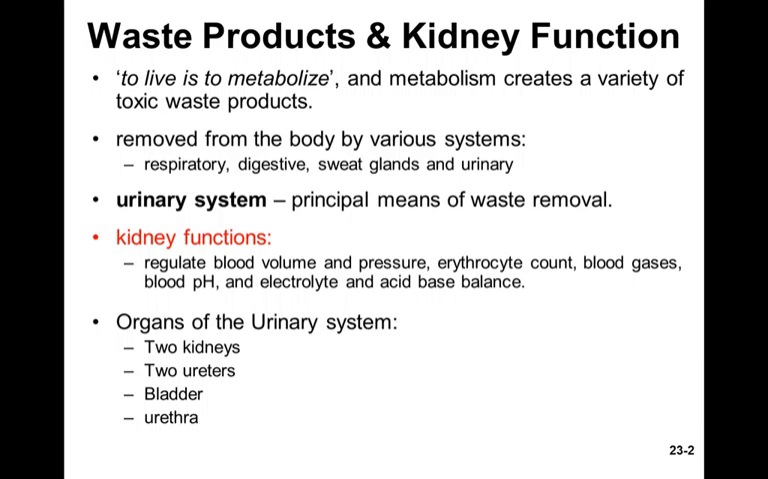Also, erythrocyte count. Erythropoietin, which is the hormone that stimulates red blood cell production, comes from the kidney. Blood gases, of course, CO2 and oxygen. Blood pH. Again, we're altering the chemistry of the blood when we take all the filtrate out and return good stuff back in. Because basically the kidney has to filter. It has to decide what's good, what needs to go back into the bloodstream, and what's bad, what do we need to totally eliminate from the body. And then electrolyte and acid-base balance.